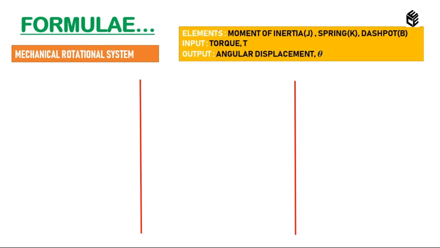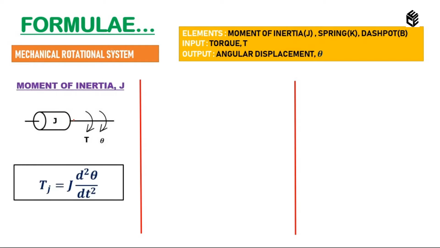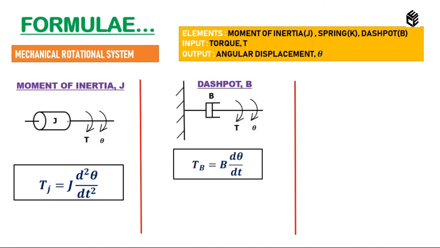So the elements of mechanical rotational system are moment of inertia, spring and dashpot. Here input is torque T and output is angular displacement theta. So let's see the formulas related to each element. The first element is moment of inertia. So the formula related to moment of inertia is Tj is equal to J into d square theta divided by dt square. The second one is dashpot.